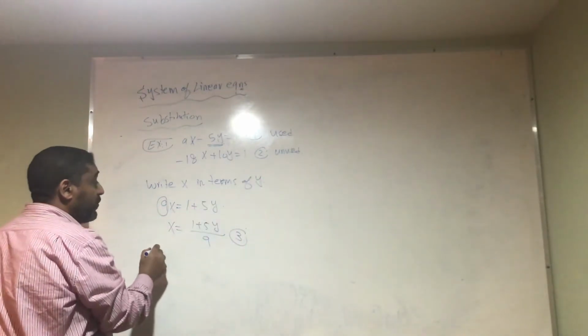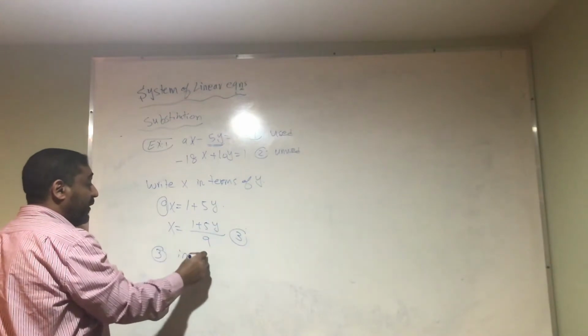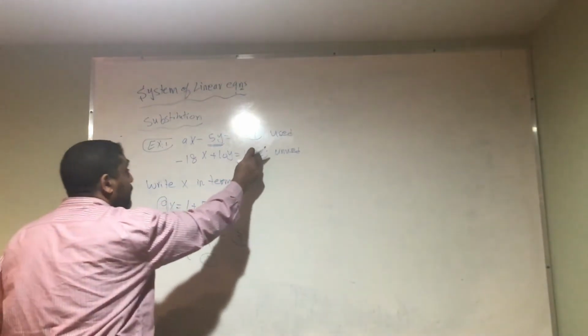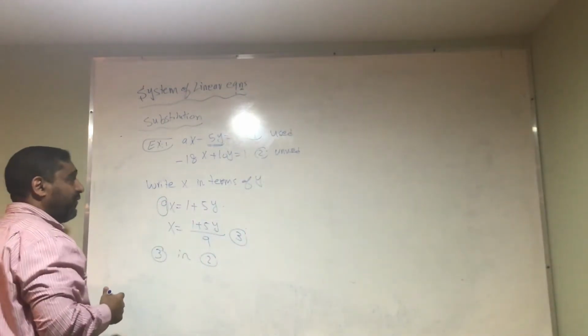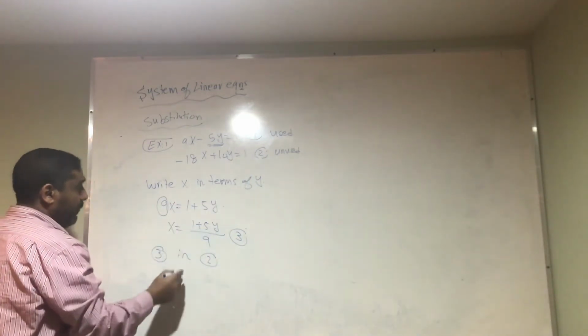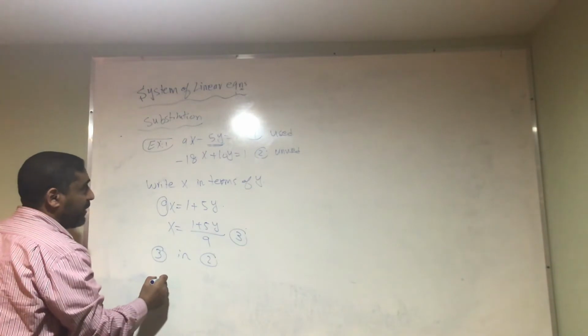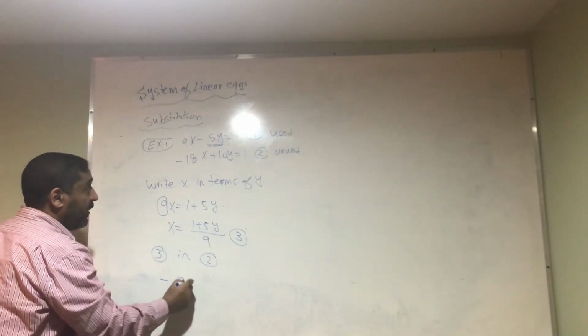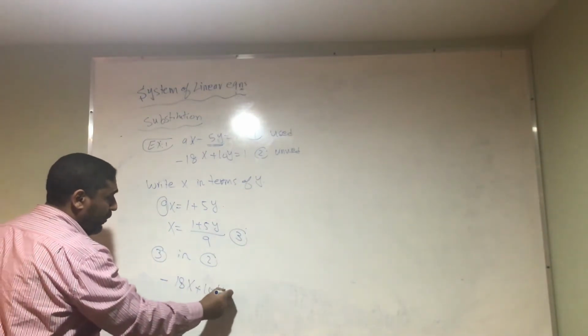I put equation 3 in equation 2, guys. Then what do you have? If I do that here in equation 2, you will have minus 18x plus 10y equal 1.